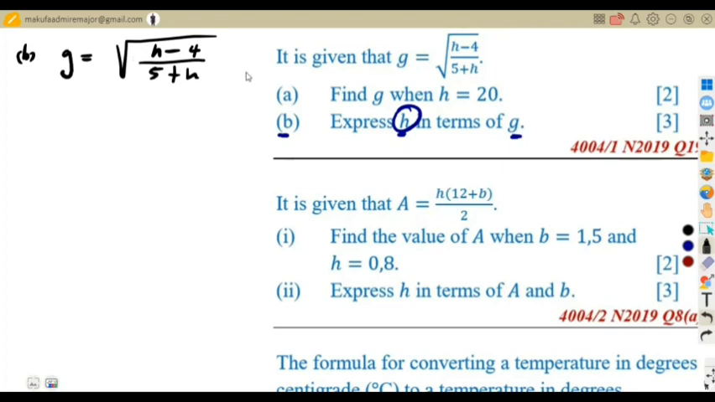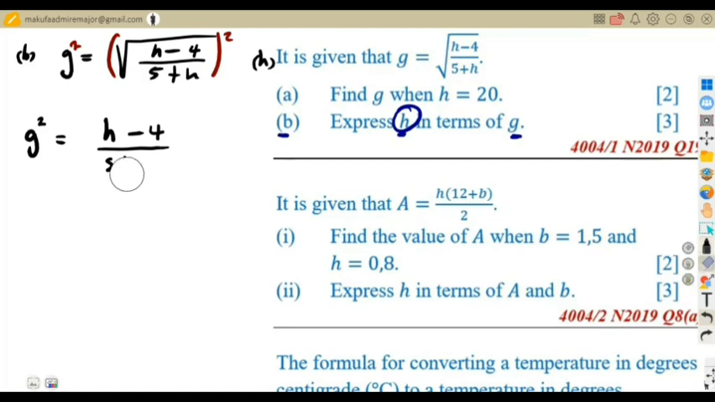So we are back again to that part that we talked about previously. There is a square root. So how do you remove the square root? You simply have to square both sides. So this is going to be g squared is equal to, what is the purpose of squaring both sides? It is to get rid of this square root. So you are now left with h minus 4 over 5 plus h. Like I said, 5 plus h is the same as h plus 5. So instead, we can just write this as h plus 5.